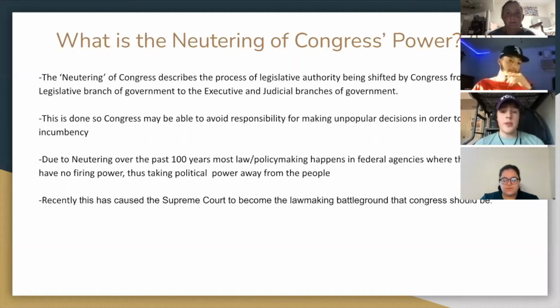Due to neutering over the past 100 years, most law and policymaking happens in federal agencies where the people have no firing power, thus taking away from the people and allowing Congress to avoid responsibility for controversial decisions, which helps them remain in incumbency. This causes the Supreme Court to become the battleground that Congress should be. This overall lack of control for the American people endangers the fairness and efficiency that lawmaking should have.